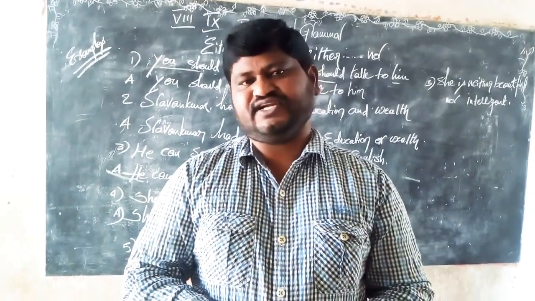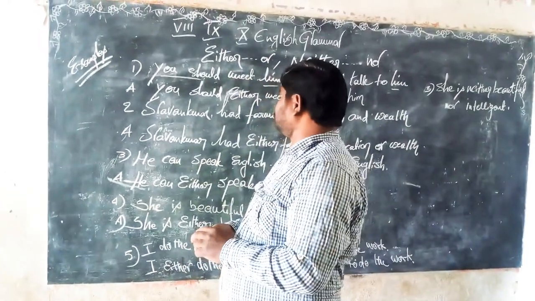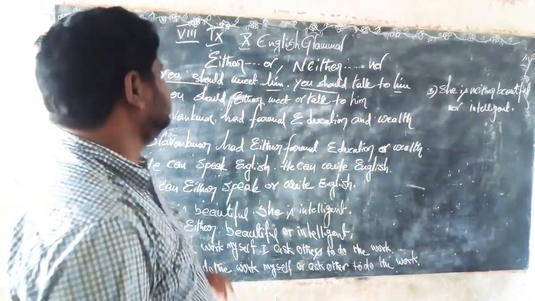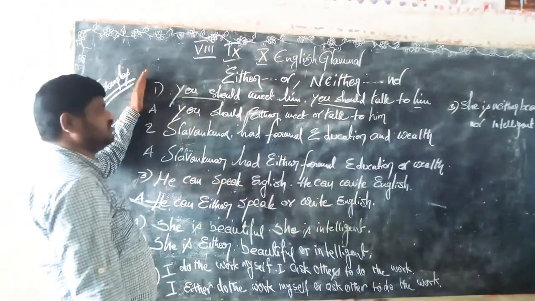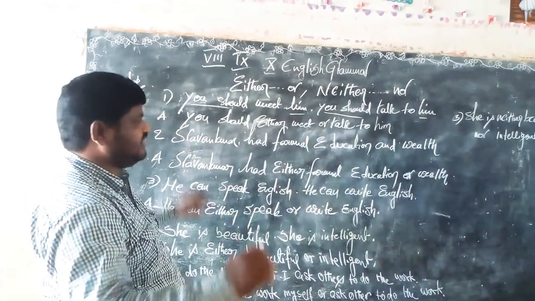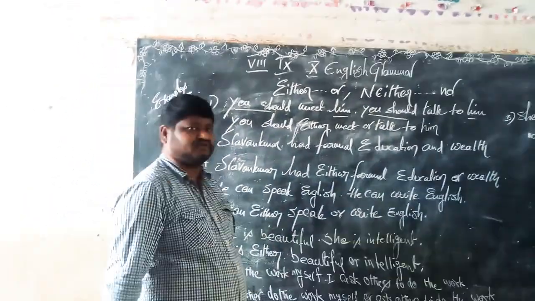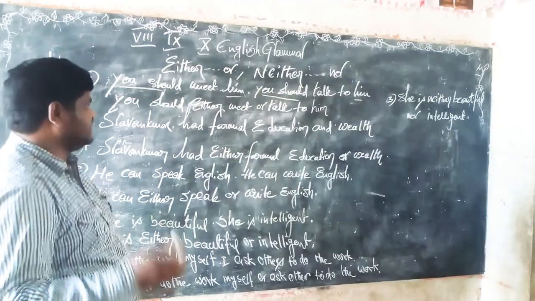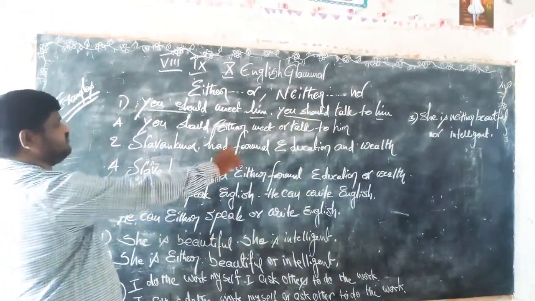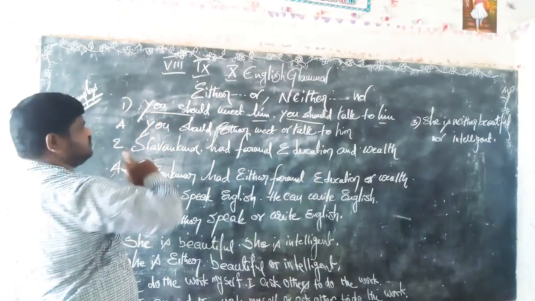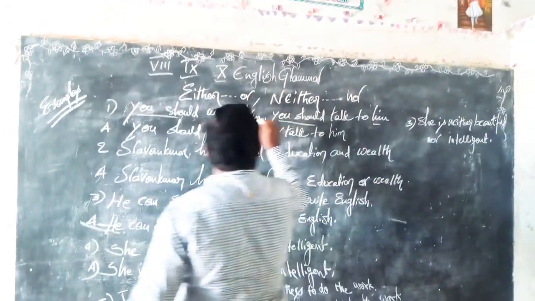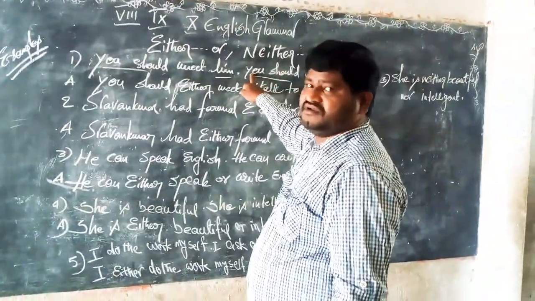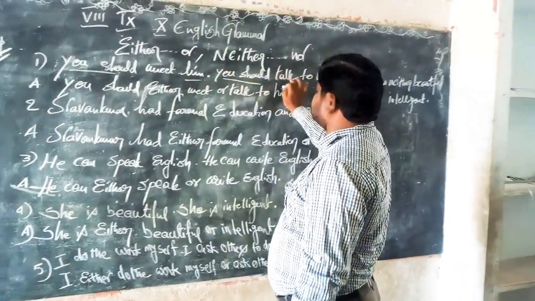And today in this video, first I'm going to explain either or. This is the first example for either or, friends. After finishing the either or examples, I'm going to give some examples for neither nor also. Friends, shall we start? What is the first example here? You should meet him. You should talk to him. This is the example: You should meet him and you should talk to him.